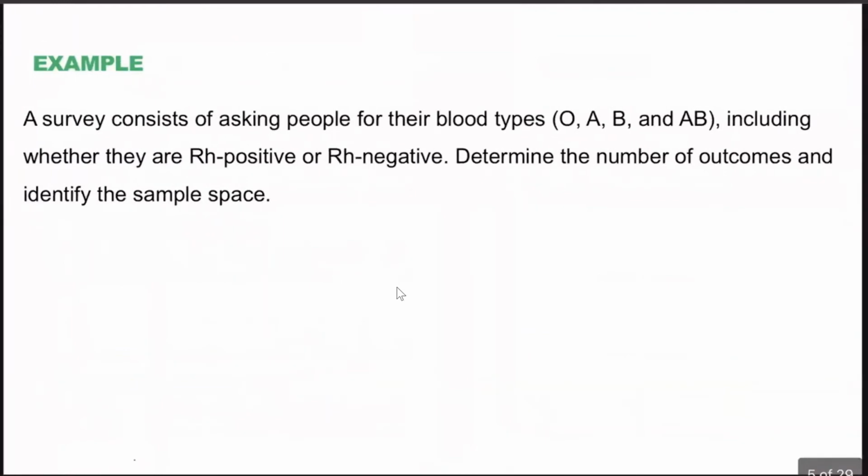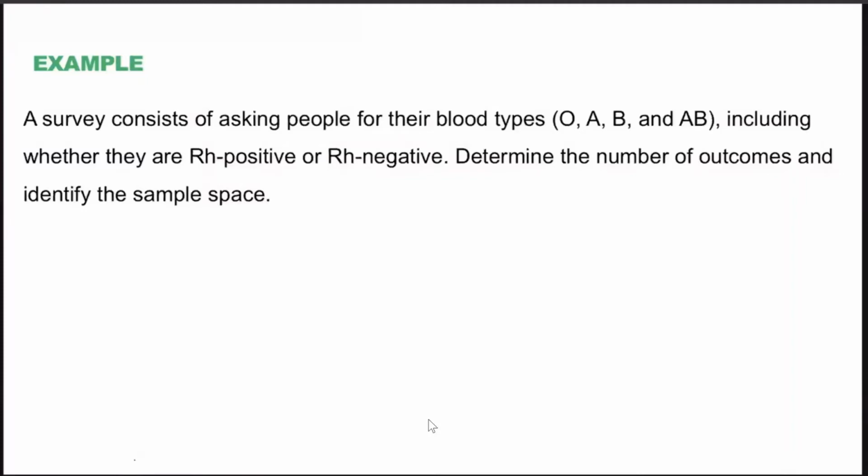Now here is an example where you are asked to write the sample space. A survey consists of asking people for their blood types. There are 4 different types of blood: O, A, B, and AB. And these are further classified depending on the type of RH present in the blood, including whether they are RH positive or RH negative. Meaning, when you have blood type O, you may be O positive or O negative. When you have A, you may be A positive or A negative, depending on what type of RH factor is present in your blood. So what we are asked to do is determine the number of outcomes, how many outcomes are possible, and then write the sample space. So let's try this one.